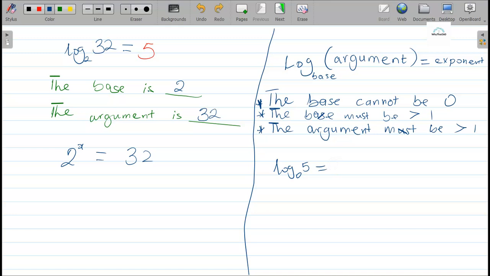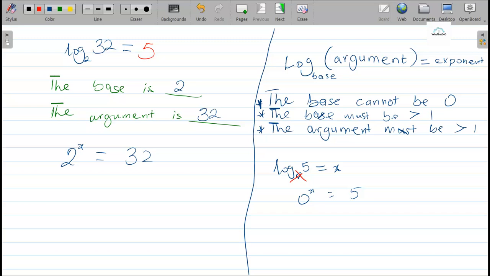And for x and so on. So the base can never be 0. Into the exponent, you can say 0 to the power x equals 5, so the base can never be 0. In the same way, the base must be greater than 0, and it cannot be 1.